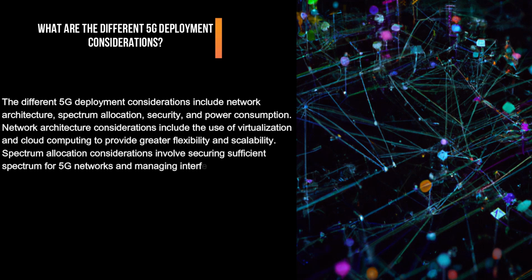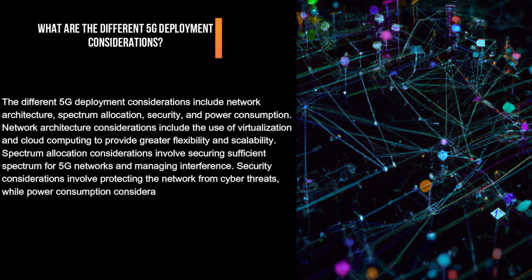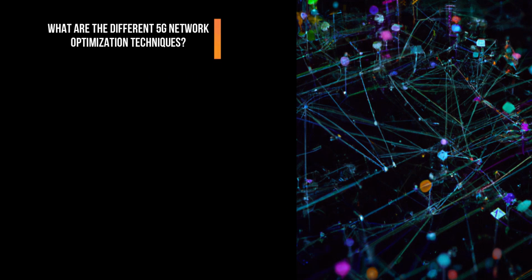Spectrum allocation considerations involve securing sufficient spectrum for 5G networks and managing interference. Security considerations involve protecting the network from cyber threats, while power consumption considerations involve managing the energy requirements of 5G equipment.